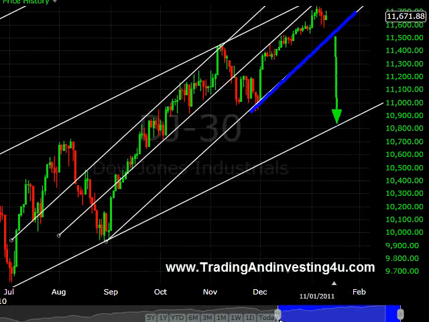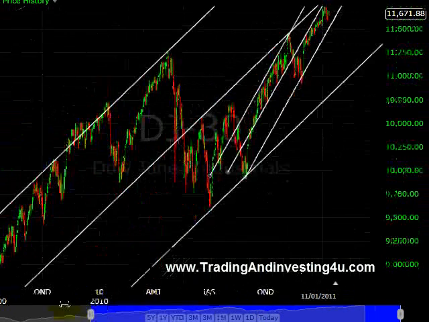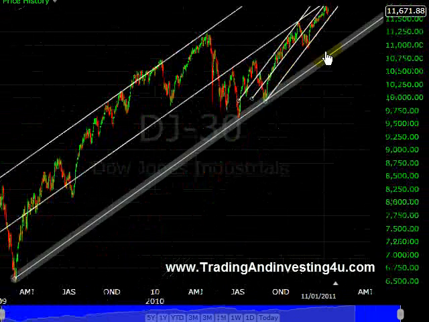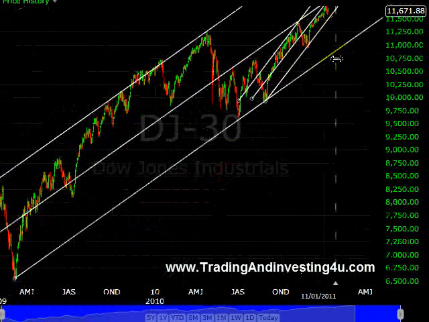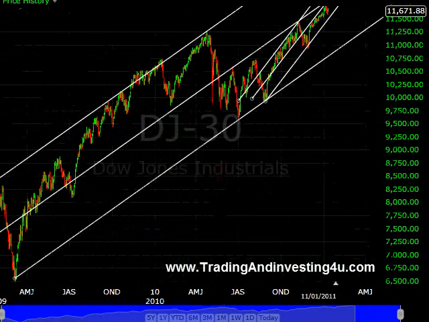But even if it does do that, remember we're still in a big overall upward channel. Even if we have a bit of a pullback, remember the trend is still up. So there we go, there we have it with the Dow Jones.